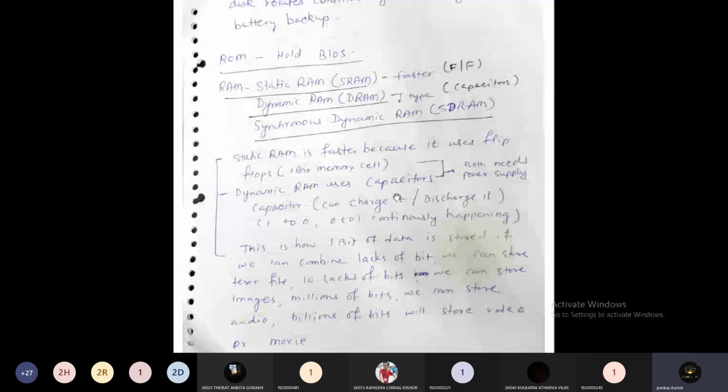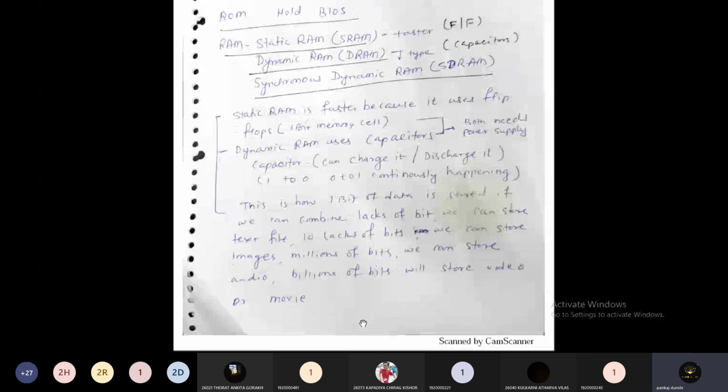Capacitor, it charges and it discharges, and 0 to 1, 1 to 0 is happening, right? In a 1-bit memory cell, that is in a flip-flop. This is how 1 bit of data is stored in our computer system. If we can combine lakhs of bits, we can store a text file. If we combine 10 lakhs of bits, it will store images. Millions of bits, it will store audio. Billions of bits, it will store video or a movie, right?